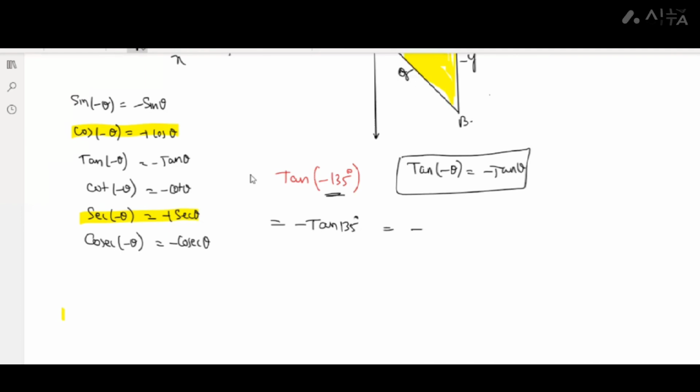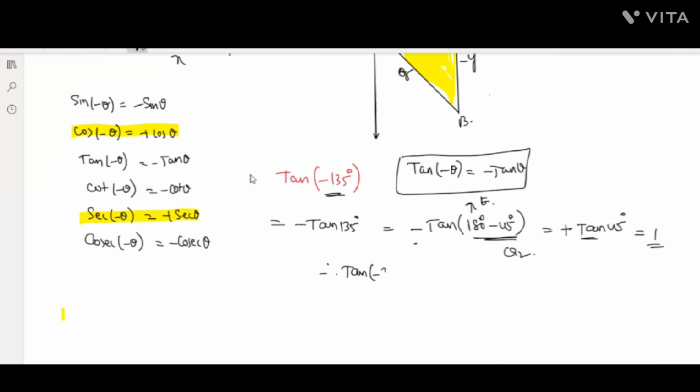Next, tan 135 can be written as tan of 180 minus 45. This belongs to quadrant 2, 180 minus theta, where tan is negative. We already have a negative outside, so negative into negative becomes positive. Tan 45 degrees: the ratio won't change since it is an even angle. So tan 45 is 1. Therefore, tan of minus 135 degrees is 1. This is how we find the values for negative angles.